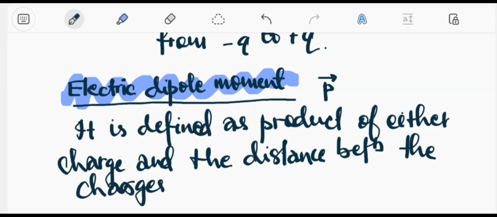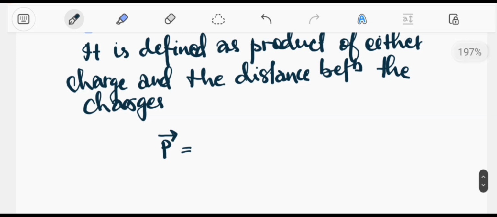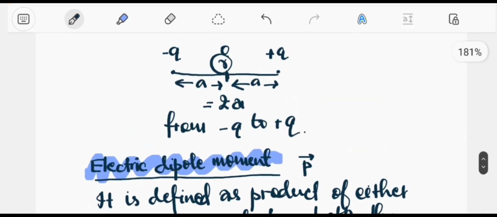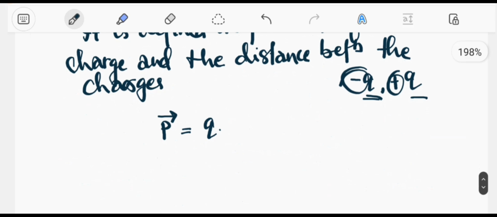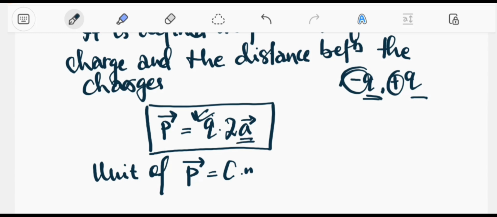As we have discussed, p vector will be equal to the product of either charge. Either charge means either minus q or plus q. We don't take the sign over here, we only take the magnitude, that is q, and the distance between both the charges is 2a. So it is q into 2a. Clear with this? So this is electric dipole moment. The unit of charge is coulomb and the unit of distance is meter, so the unit of electric dipole moment will be coulomb meter. I hope it is clear.